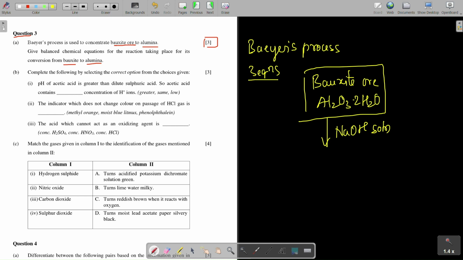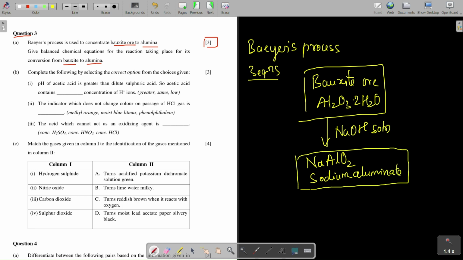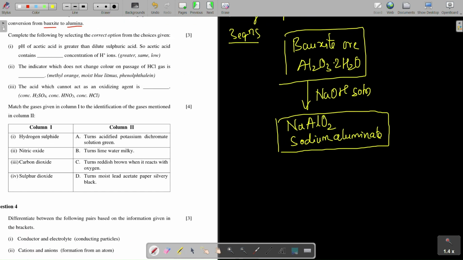When you add sodium hydroxide, if you remember, aluminum oxide is amphoteric, it reacts with the base as well, and it forms sodium aluminate, NaAlO2. This sodium aluminate is soluble in water. There are some impurities, so you filter off the impurities; for that purpose it is done. These impurities are called red mud. So the impurities are removed here.